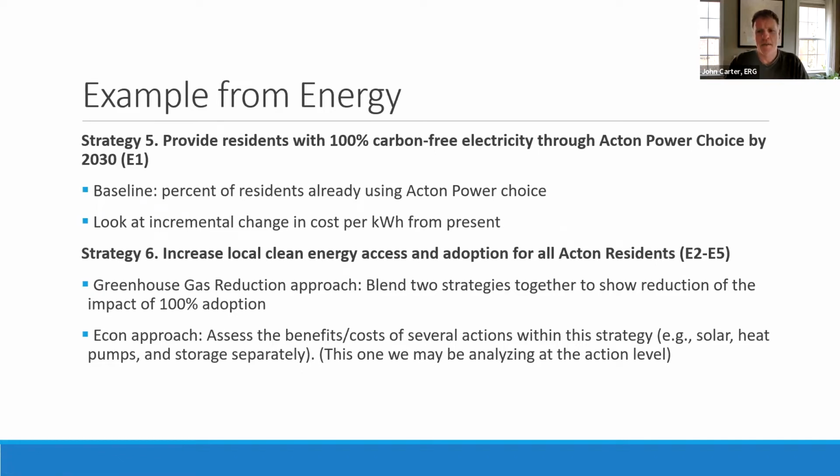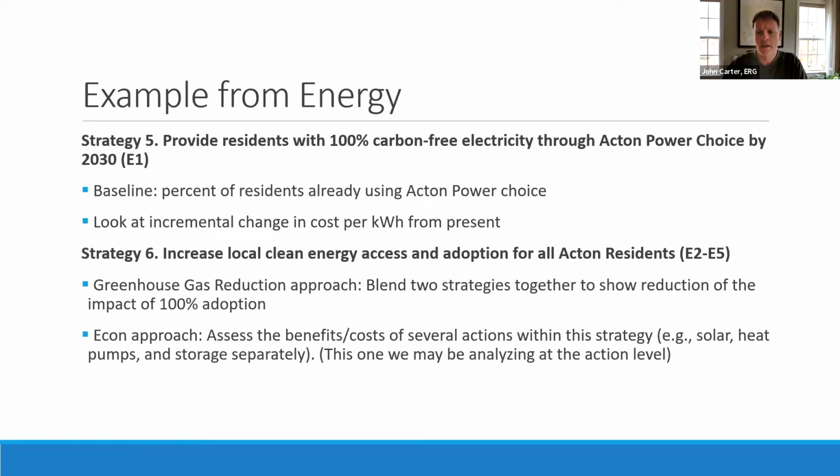Just to show another example on the energy front, we outlined strategies 5 and 6 here. Both are fairly similar, talking about providing access to carbon-free electricity through a couple of different mechanisms. E1 or strategy 5 incorporates the action E1 from the blueprint document. And as you can see there, it's through the Acton Power Choice program. So our baseline there would be a continuation of current participation in that program. But through our analysis, looking out through 2030, we're going to be looking at incremental changes to that baseline and what additional participation and benefit could be achieved through that program.